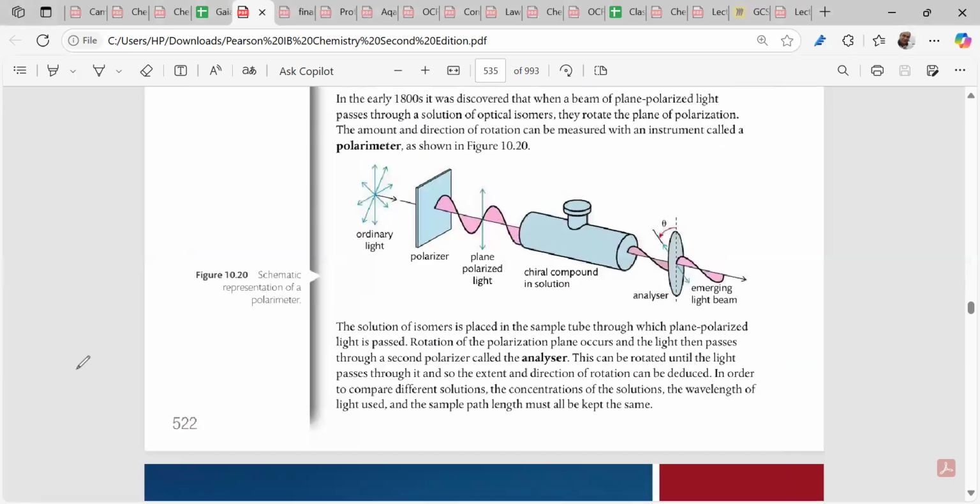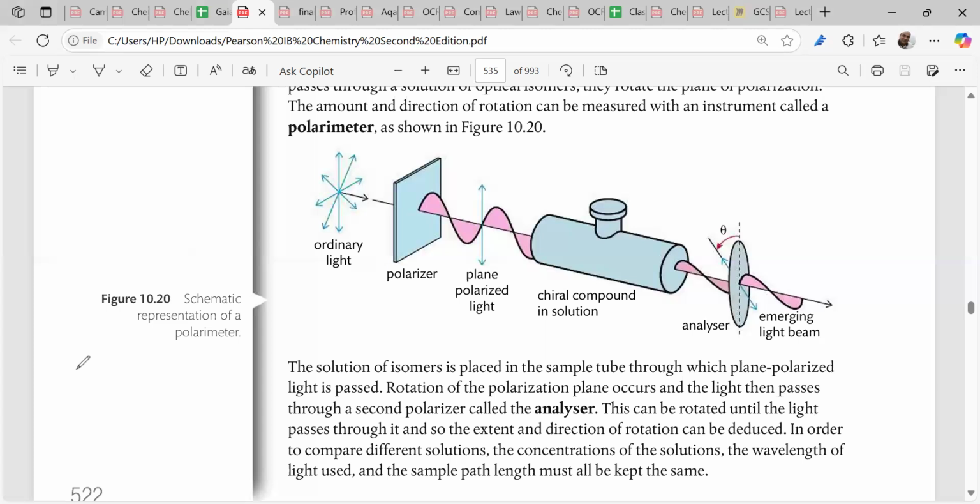If you take a normal light, or ordinary light, ordinary light will be having propagation in all directions, right? Clear? All directions. Propagating in all directions.